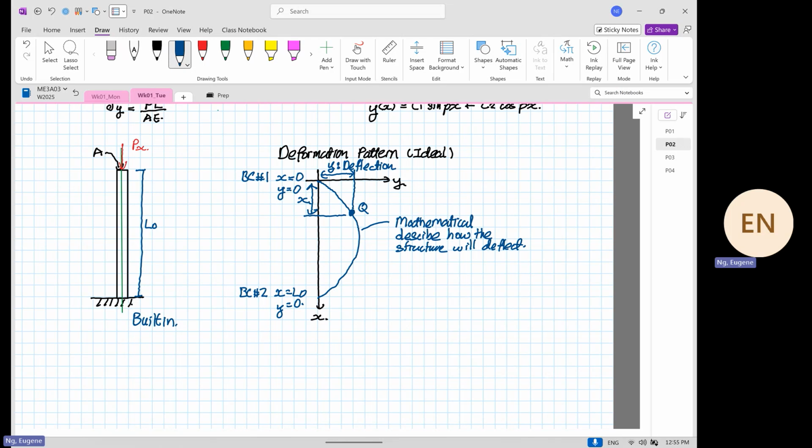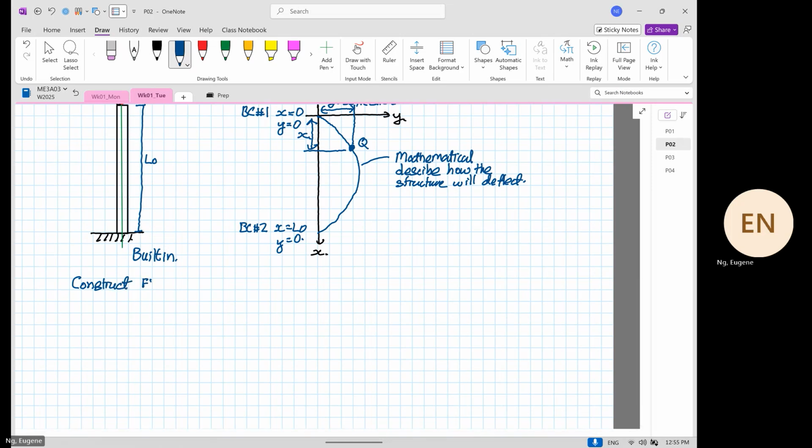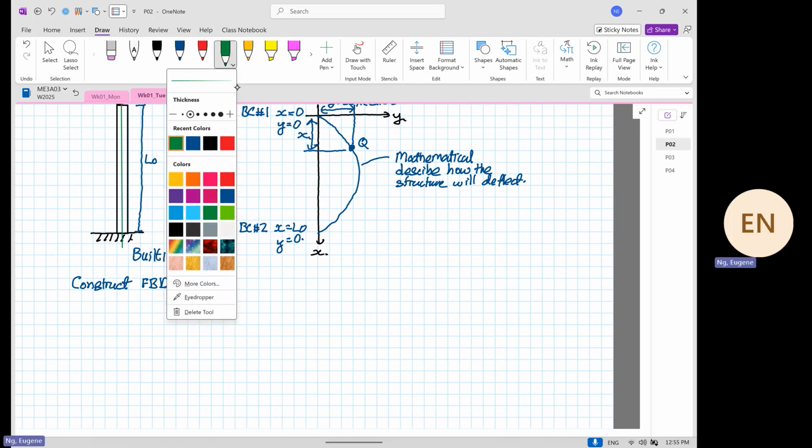Okay. So the next thing we're going to do is, like always, we have to construct a free body diagram. So we are going to next construct our free body diagram. On our free body diagram, I'm going to have a green line. Let me make it thicker.